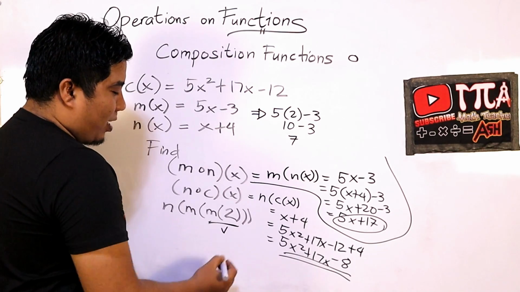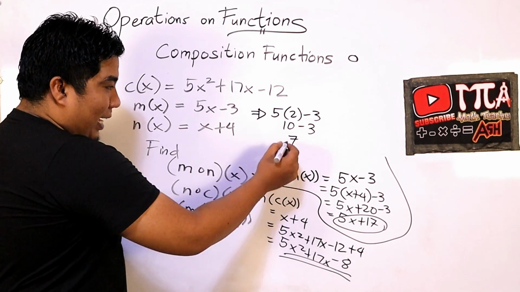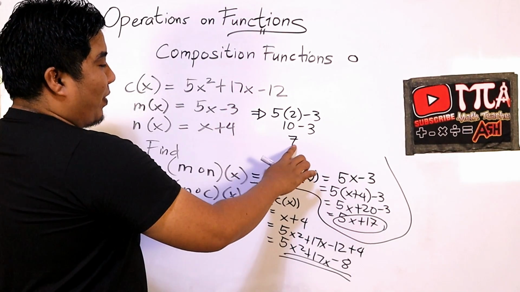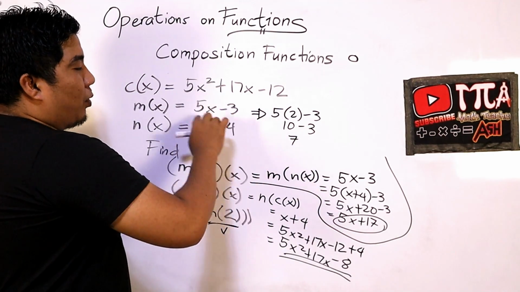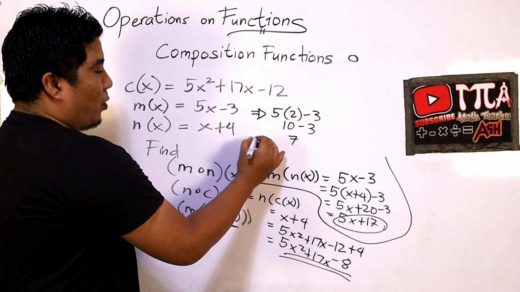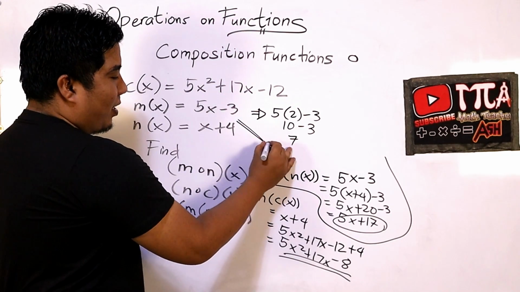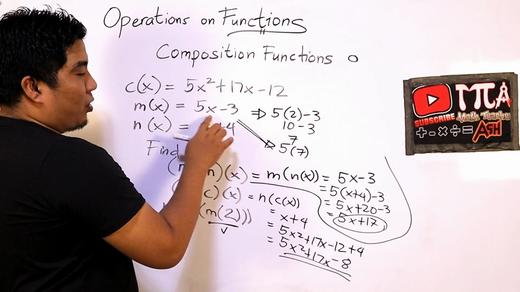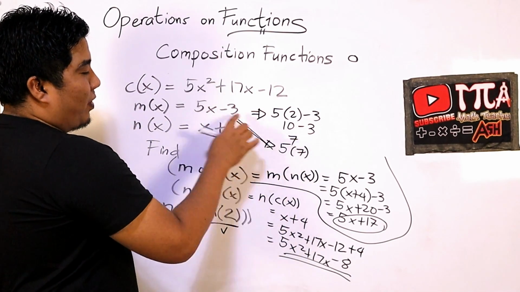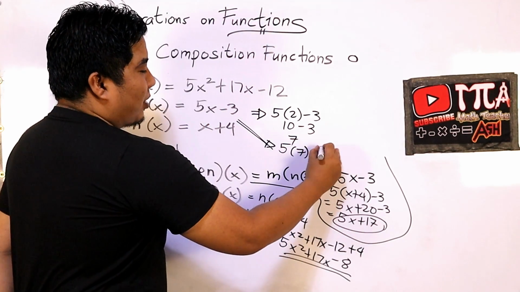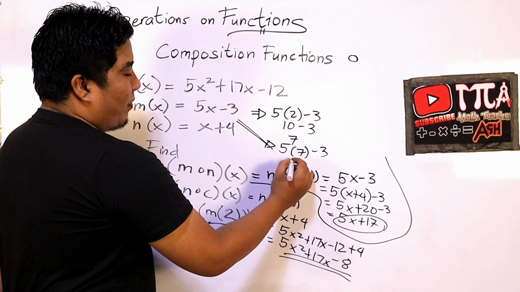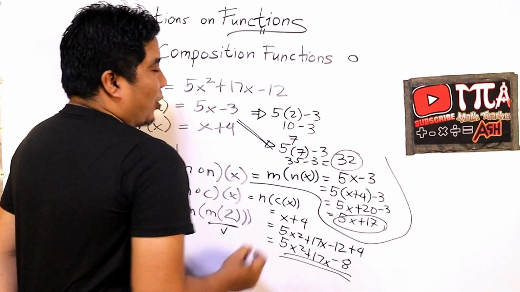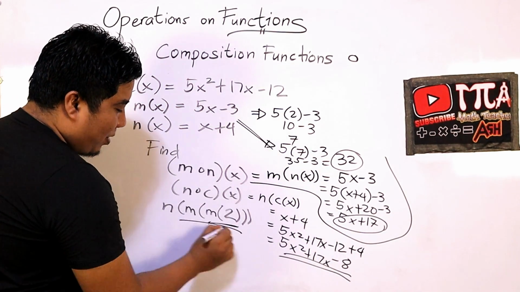So we already are correct here. Now, let's input this value to our n. So this 7 now will be input here. So giving us 7 plus 4, because our x here is now 7, right? And then that is 11. So 11 is now our answer here.